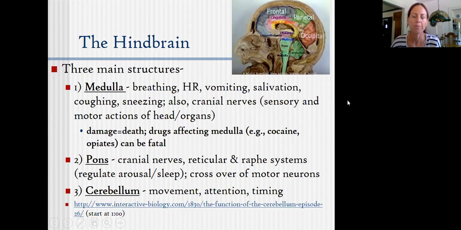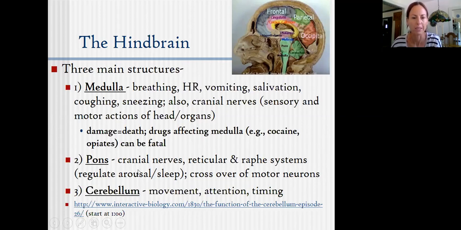And because it is so vital for life, the medulla does so many important things that just keep us alive. What happens is if you have drugs that affect the medulla, or if you get damage to the medulla, it generally will cause death. So with drug overdoses from, let's say, cocaine or opiates, that's typically because the drug has shut down functioning at the level of the medulla.